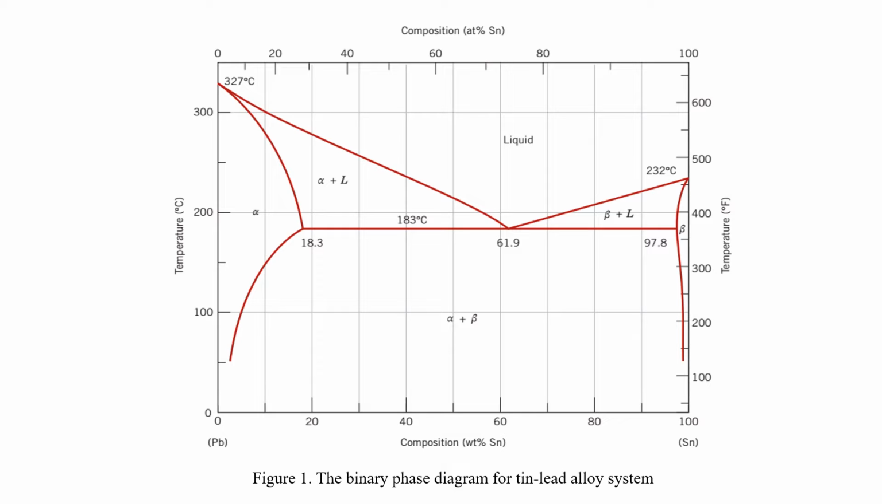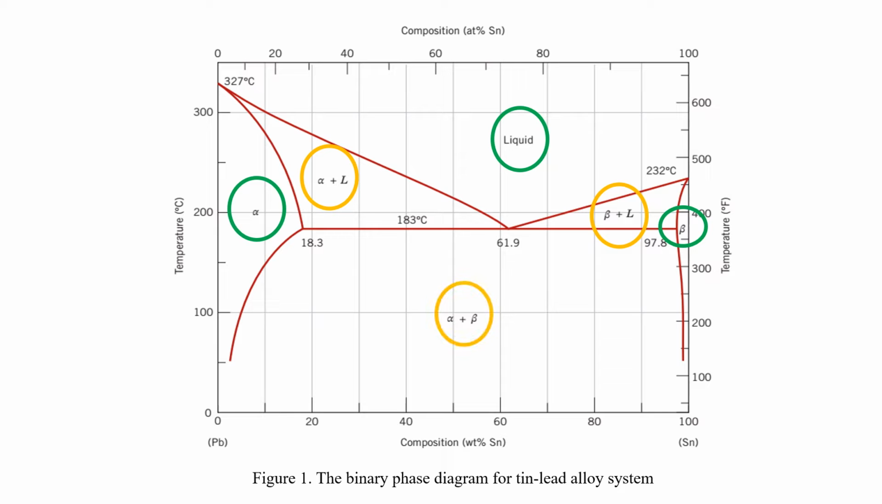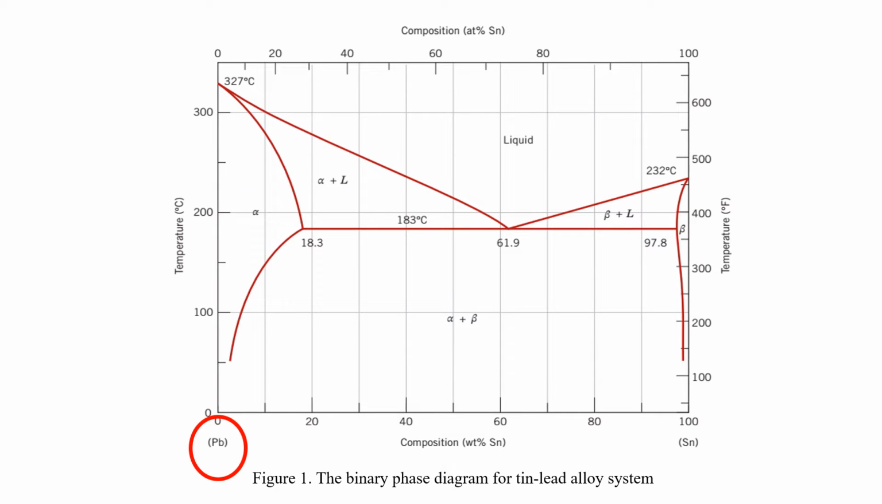Let's see in detail. There are three single-phase regions: alpha, beta, and liquid, and three two-phase regions: alpha plus L, beta plus L, and alpha plus beta. The alpha phase is a solid solution rich in lead with tin as the solute component, and the beta phase is rich in tin with lead as the solute.